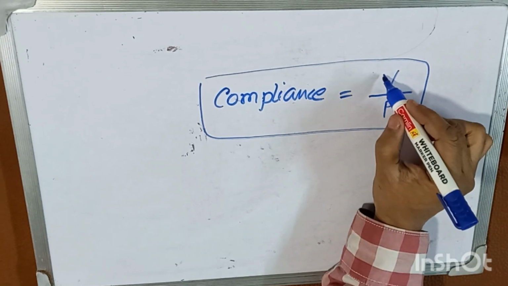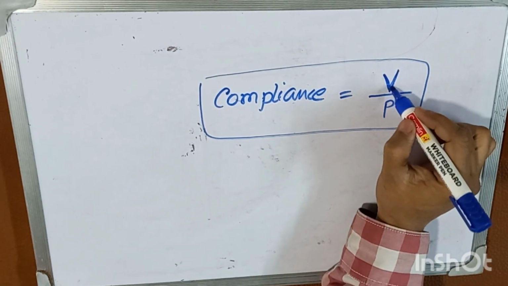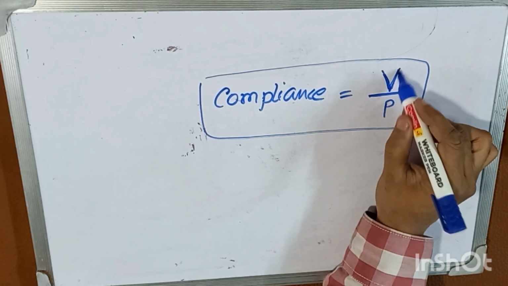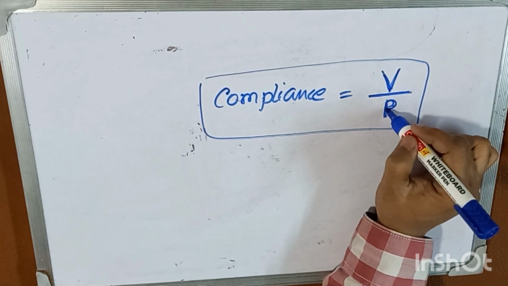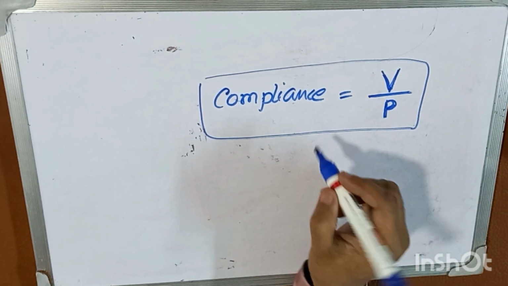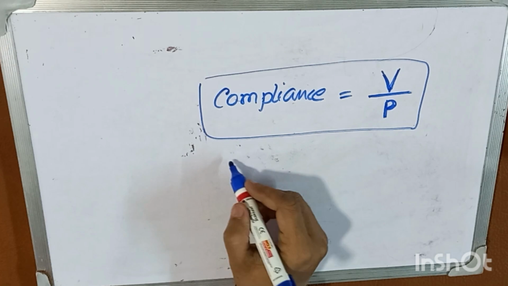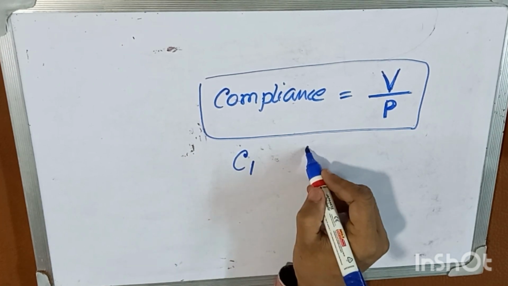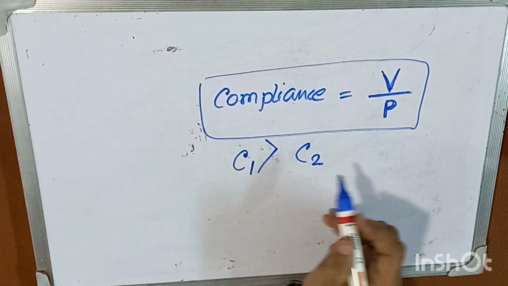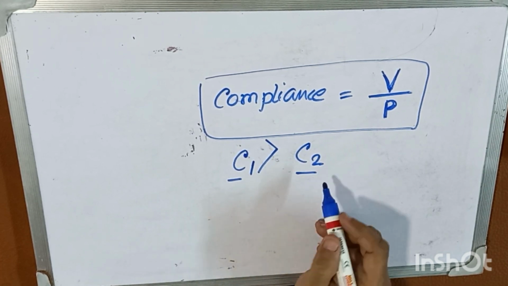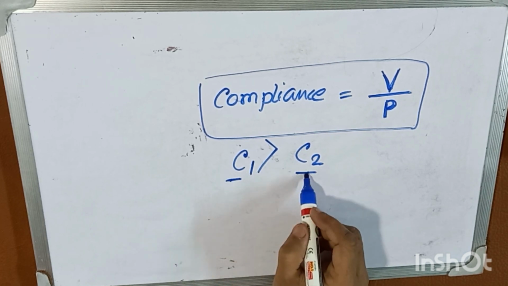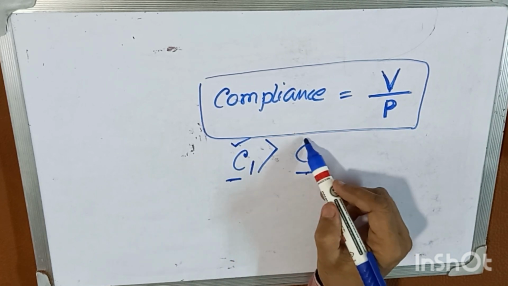So in the case of the lung also there is an expansion of volume. Why this expansion of volume? Because there is a change in pressure. Now suppose there are two values of compliance, C1 and C2. If C1 is greater than C2, what does that mean? It means there are two types of compliances, and this compliance is greater than this compliance.